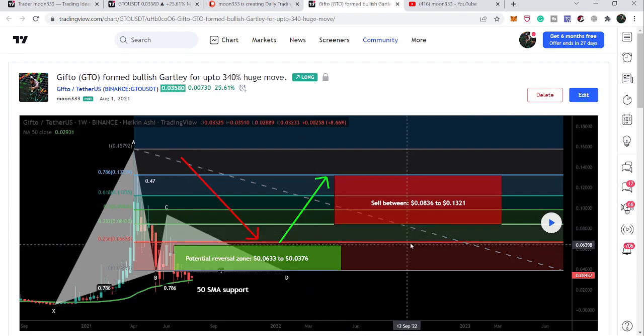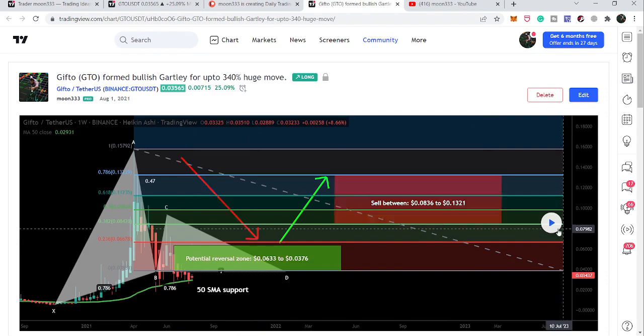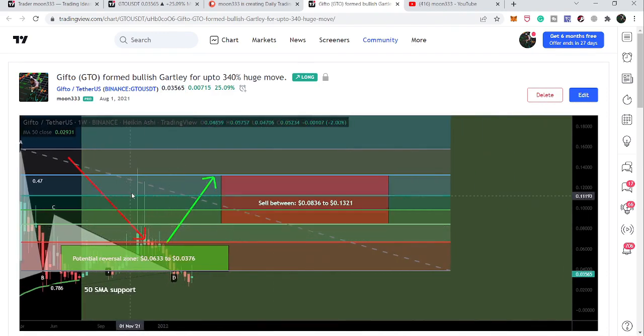Now we can see at that time it was moving at 3.4 cents, and we had the support of 50 simple moving average at approximately 3 cents, 2.93 cents. Now I'm just going to play the chart, and you can see that the price line rallied very well up to 13.8 cents. That is more than 300% move, and then the price line again moved down.